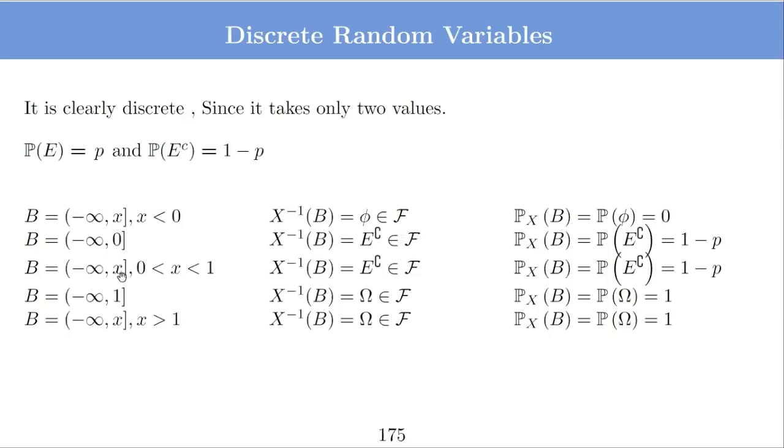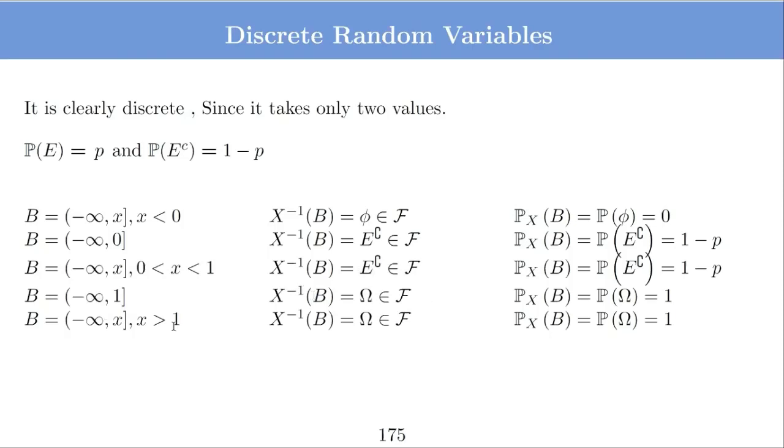Similarly, you can show that if x is more than 0 and less than 1, then minus infinity comma x, if you find its pre-image, it will only include E complement. It will not include E because E maps to 1. All elements in E map to 1, which is not included in B. So this also belongs to F. Similarly, if you take minus infinity comma 1, then if you find the pre-image, it will include both 0 and 1. So it will include all omegas. So the pre-image is the complete sample space.